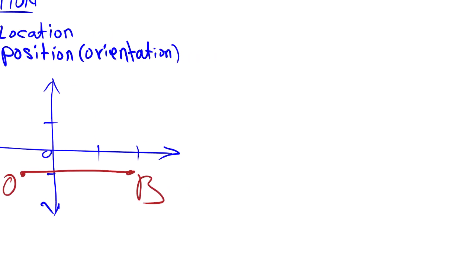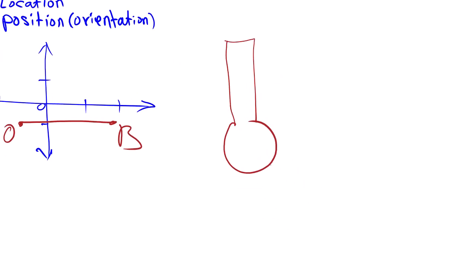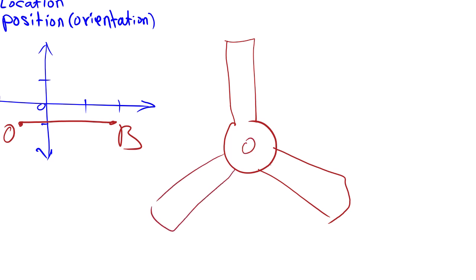Another thing is when you have a fan. Let's say you have a fan. Oh, this is too much. Let me just do it with 3 blades. You have a fan. When the fan rotates, then it changes its orientation. Let's say you label this blade A and this is B and C.